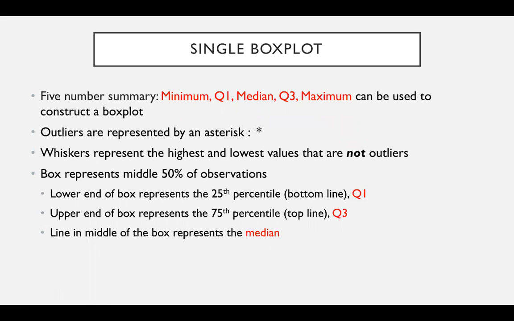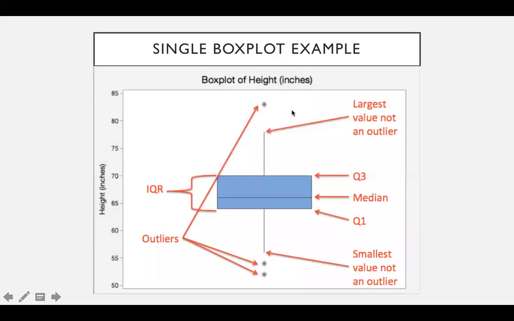So the lower end of the box will represent the 25th percentile, which is represented by the bottom line. That's Q1. And the upper end of the box represents the 75th percentile, which is the top line that represents Q3. And then the line in the middle of the box represents the median. So in the next slide, I'm going to show you an example of a box plot, and it shows everything that's represented in the box plot.